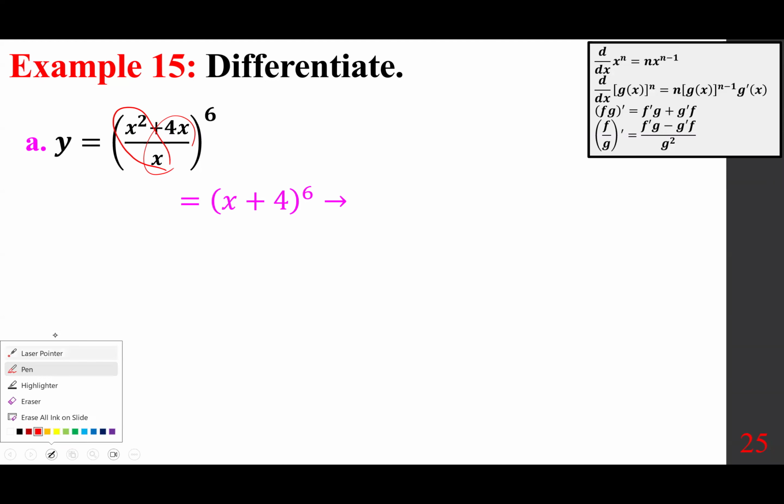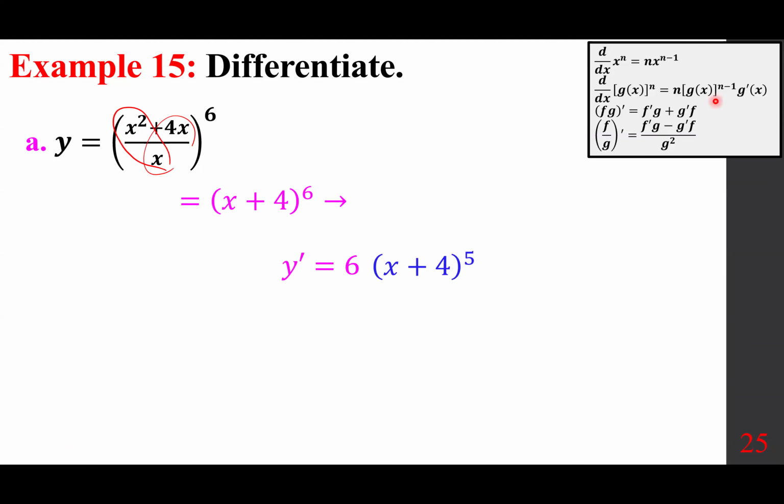Now we go with the extended power rule, and we say 6 times (x plus 4) to the power of 5, and then g prime. The derivative of x plus 4 is 1, but I like to write it because I want to emphasize that I need g prime of x, which happens to be 1. And the answer is 6 times (x plus 4) to the 5, and we're done.